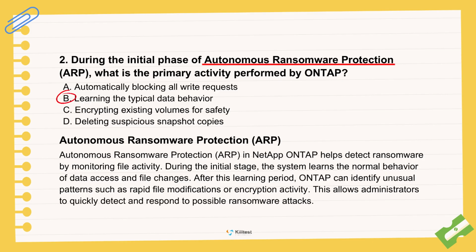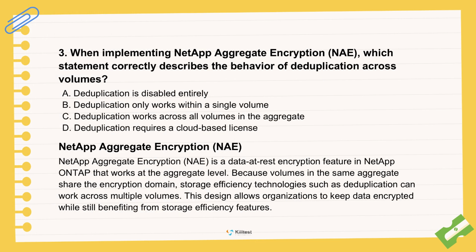Okay, so we've got dual keys for our admins and an AI learning our file behaviors to detect external attacks. Let's move to question 3. What about the data just sitting quietly on the physical disks? The exam heavily tests NetApp aggregate encryption, or NAE. Oh, this is a big one, because there's a historic conflict here. For years, encryption has been the mortal enemy of storage efficiency, specifically data deduplication.